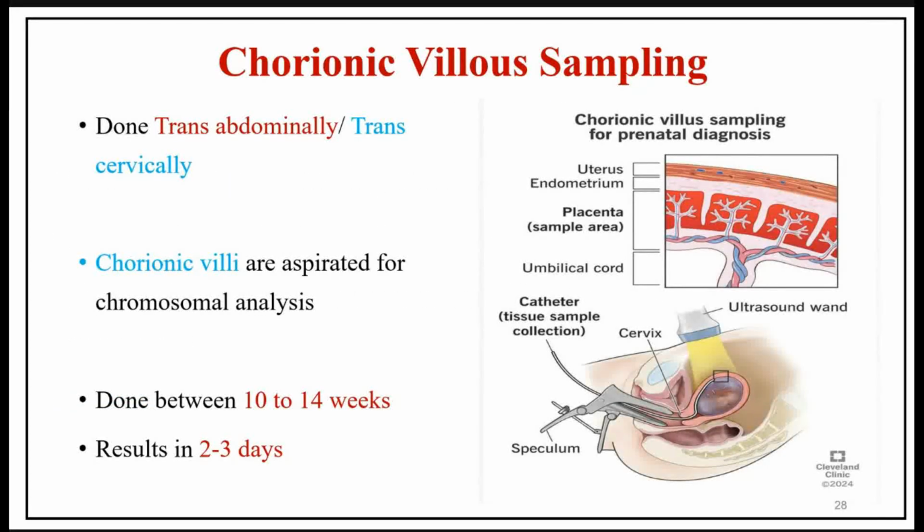Yes, sir. Now we come to the diagnostic tests. The first is chorionic villus sampling. So what is chorionic villus sampling? Chorionic villus sampling will of course be the biopsy taken from the chorionic villi. It is done transabdominally or transcervically, and here chorionic villi are aspirated for chromosomal analysis. It can be done between 10 weeks to 14 weeks of gestation, and the results take time to appear. It can appear in 2 to 3 days. Yes, sir.